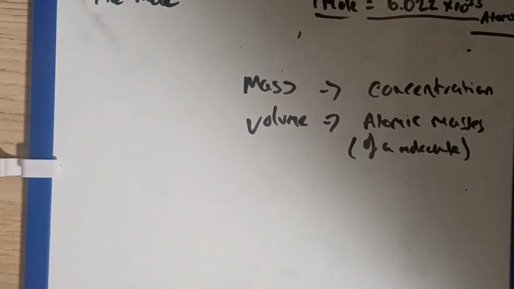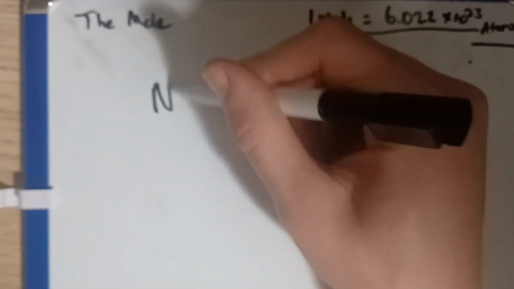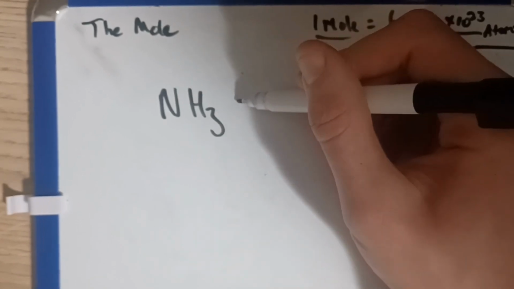The final thing that we have to do is, when finding the mole, you have to be careful about equations. So different equations will have a different balancing number. So this is going back a long time to balancing equations. So all I'll do is I'll balance this equation.